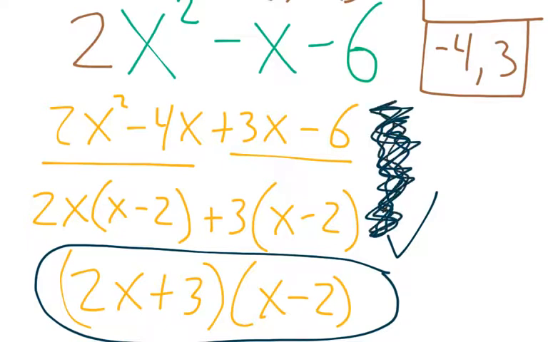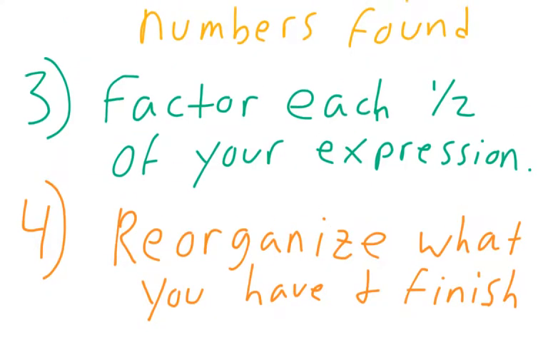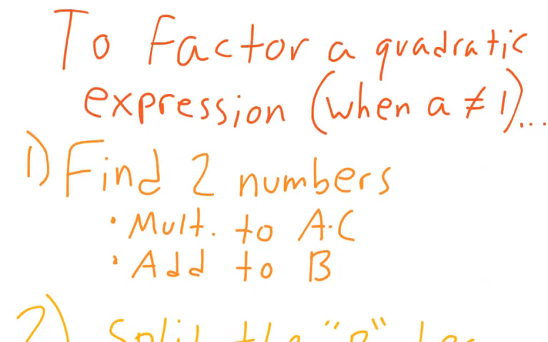These steps where I'm scribbling with the blue pen are new. That wasn't involved before when you only had 1 for your a term. Now here's the step-by-step so you can take notes. When you factor a quadratic expression when a is not 1, you have to find two numbers. Instead of just multiplying to c, they multiply to a times c, and still add to your middle term.